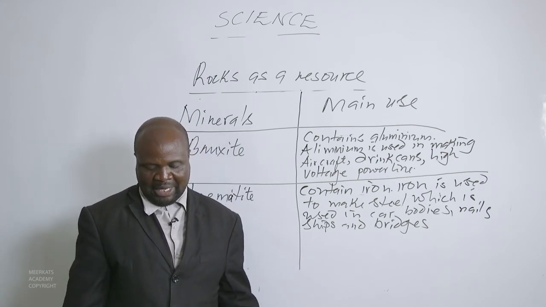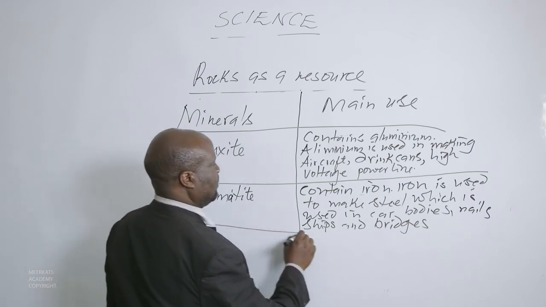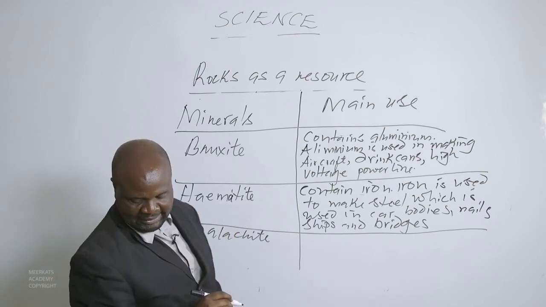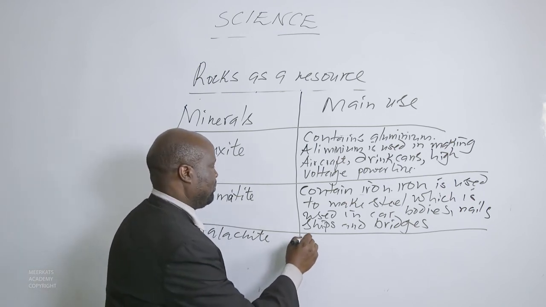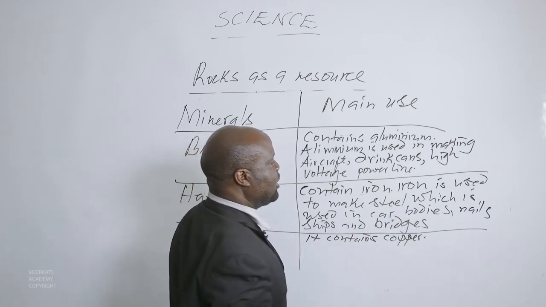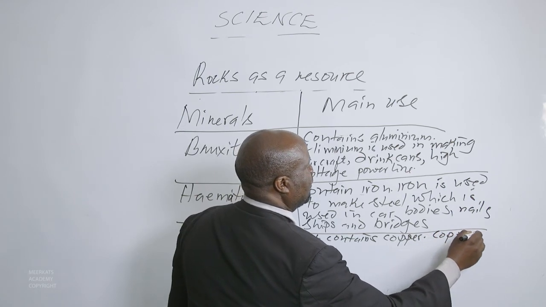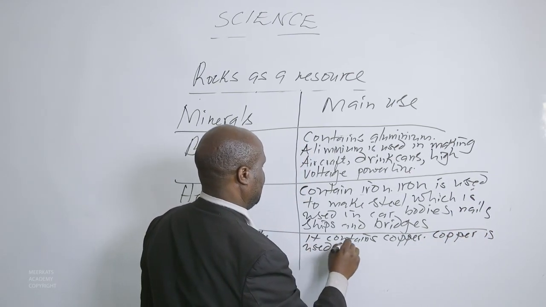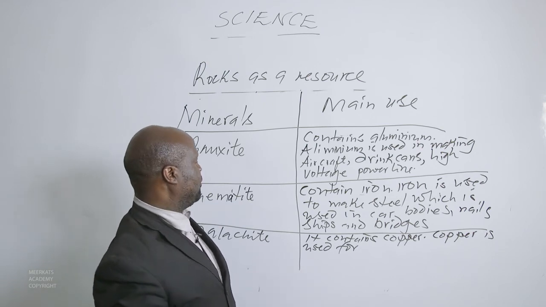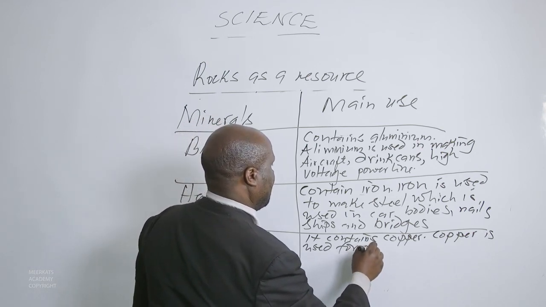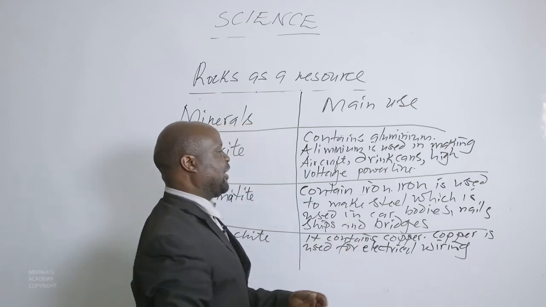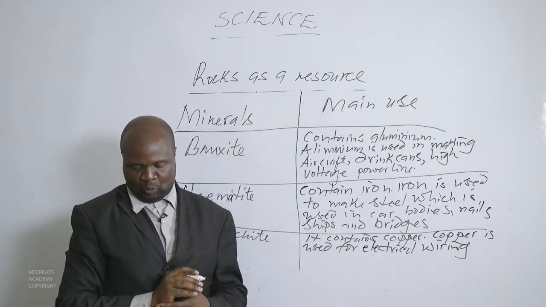Another mineral is called malachite. Malachite, this is another mineral. It contains copper, and we know what copper is used for. Copper is used in electrical wiring. So we know the importance of copper as far as wiring is concerned.